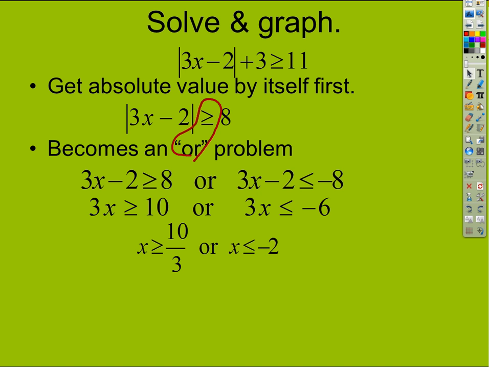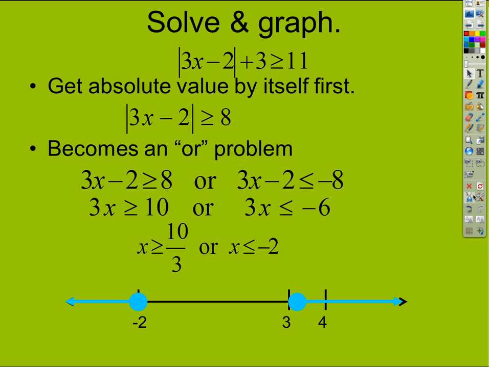If I graph it, it's the ors on a boat, right? I got my left boundary at negative 2, less than or equal to, shoots me off to the left. My right boundary at 3 1/3, 10/3, greater than or equal to, shoots me off to the right. Got it. Okay, last one I want to do.